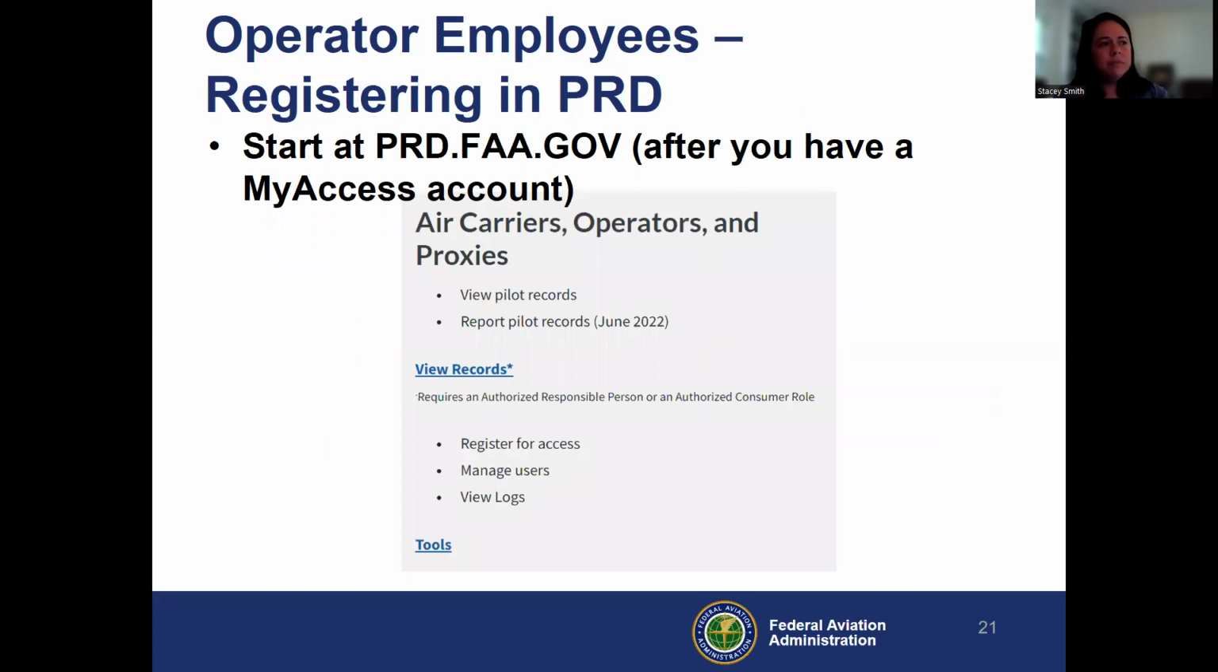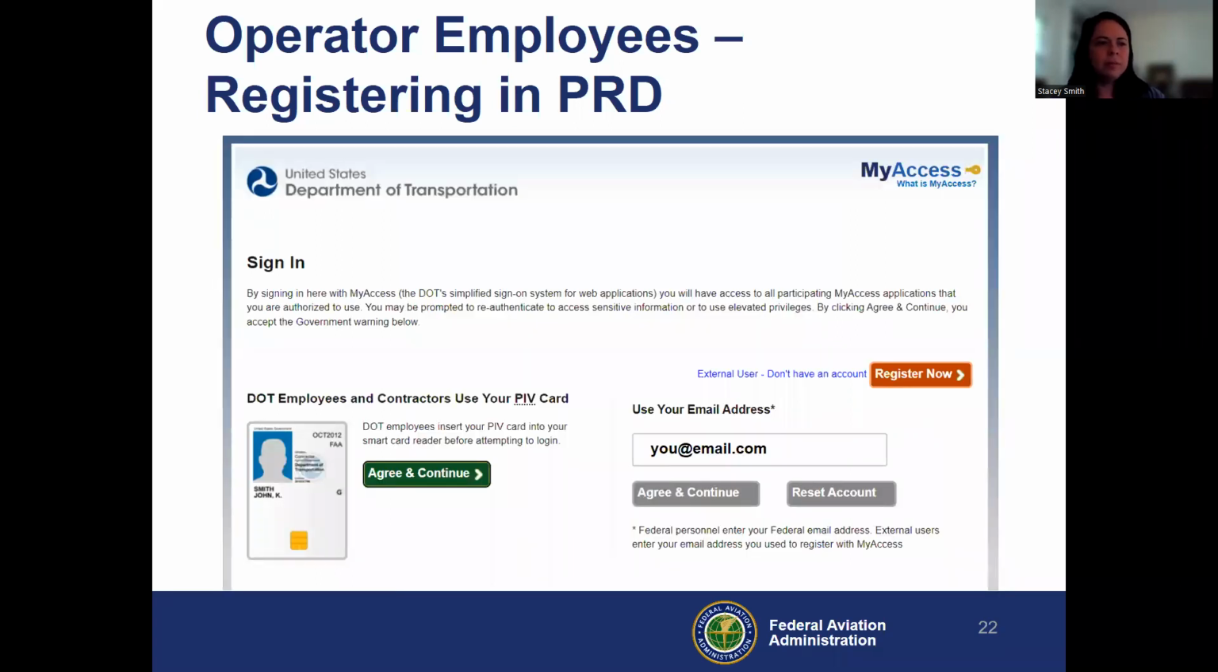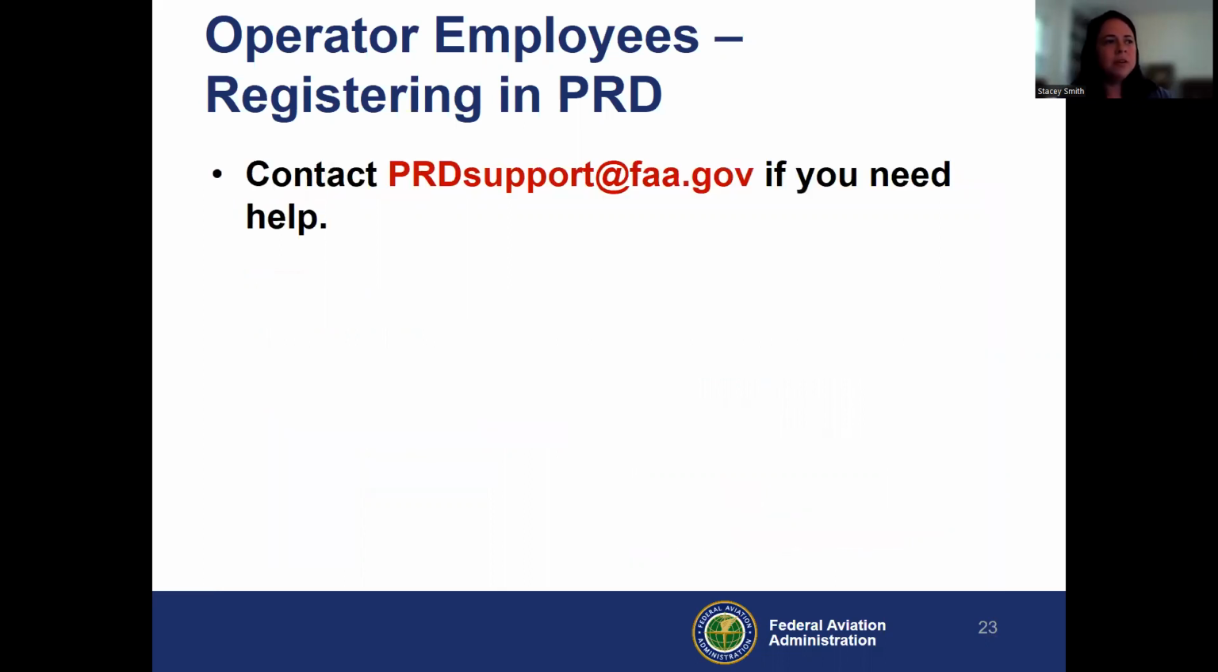Okay, so then to complete your registration for your role in PRD after completing the MyAccess account registration, again, wait about 15 minutes for your MyAccess account to register in the system. Then come back to the PRD website. You will select tools to register your account, log in with your recently created MyAccess account. This time, make sure that you select agree and continue. You'll be asked to enter your PIN number and answer your security questions. And it'll take you to the registration page.